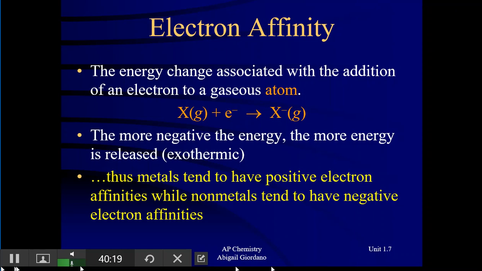Those are elements that would very much, quote, like to gain electrons, whereas your metals, on the other end, would very much not like to gain an electron. So metals tend to have very endothermic, positive electron affinities, meaning they don't want to gain an electron. I wouldn't worry too much about electron affinity. It does not show up on the AP exam too often. Again, ionization energy and atomic radius, those are the big ones.